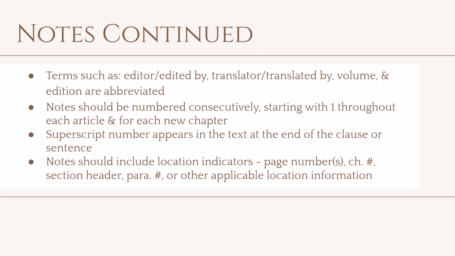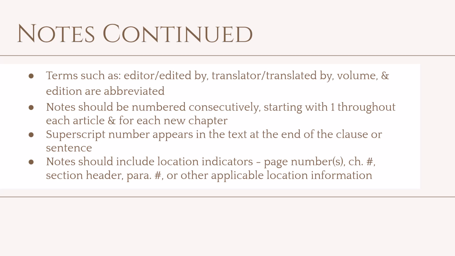When providing additional context for elements such as editors, translators, volume, or edition, these terms should be abbreviated. Notes are also numbered consecutively, starting with 1 throughout each article, assignment, or chapter. A superscript number will appear in the text at the end of a clause or sentence, which allows the reader to identify the corresponding note with the full source identification information.